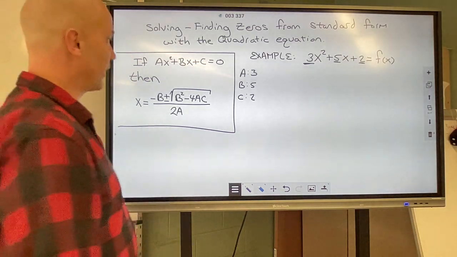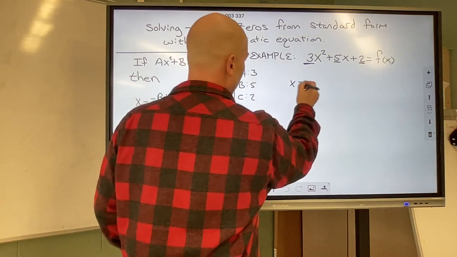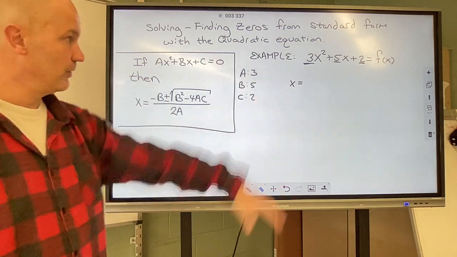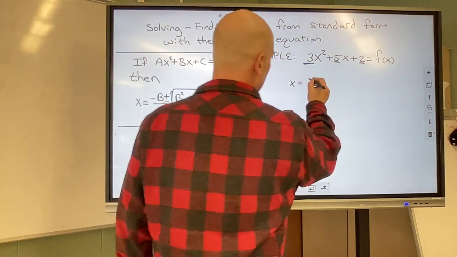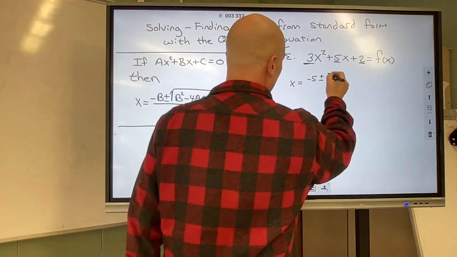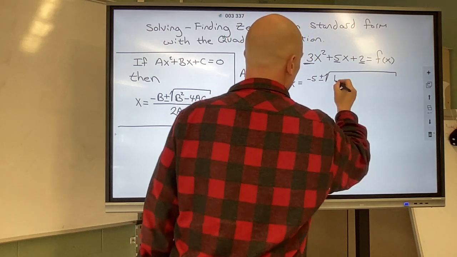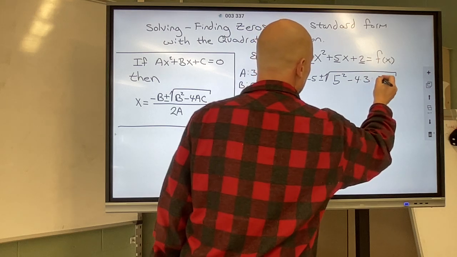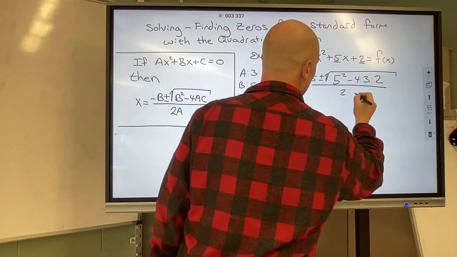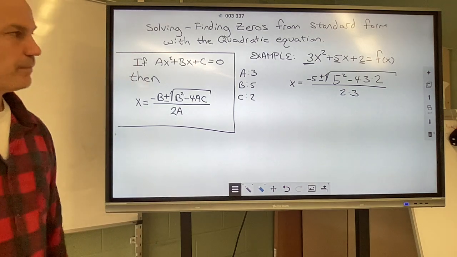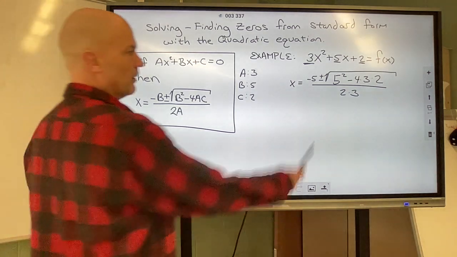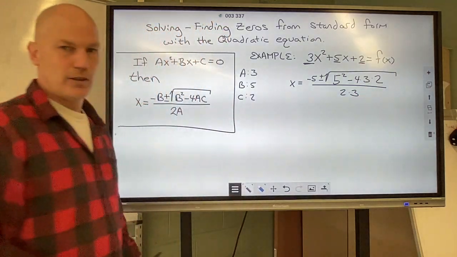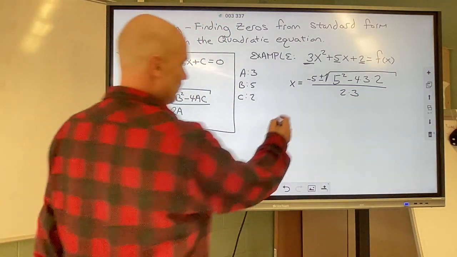Now I'm going to use my quadratic equation. I start out with x equals. And that's the only x I'm going to write here. Everything else is going to be numbers. The opposite of b, negative 5 plus or minus radical b squared, which is 5 squared minus 4 times a times c all over 2 times a. All right? The opposite of b, plus or minus radical b squared minus 4ac over 2a. So I just got to write it all out. Now I just need to simplify it again.